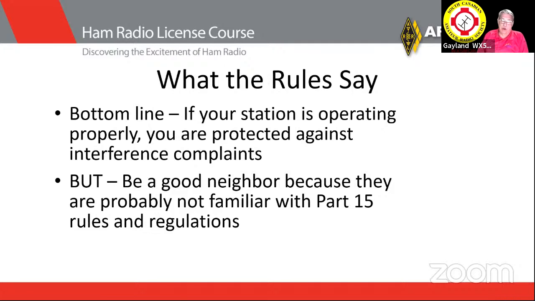This is the easiest thing. Bottom line, if you're doing what you're supposed to do, you're probably okay. Be a good neighbor. The people you're dealing with probably aren't familiar with rules and regulations. Again, you become the subject matter expert because you're a ham radio operator, and therefore you have knowledge that the average person doesn't necessarily have.